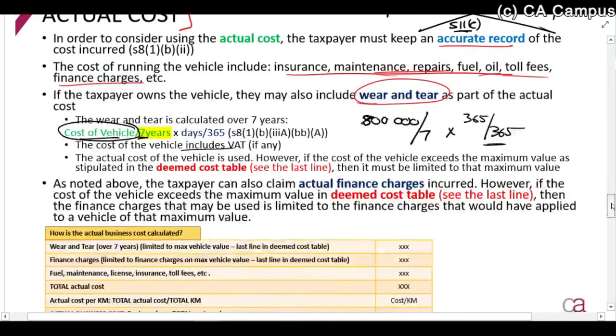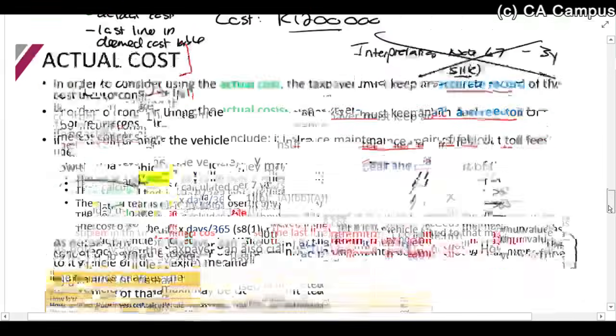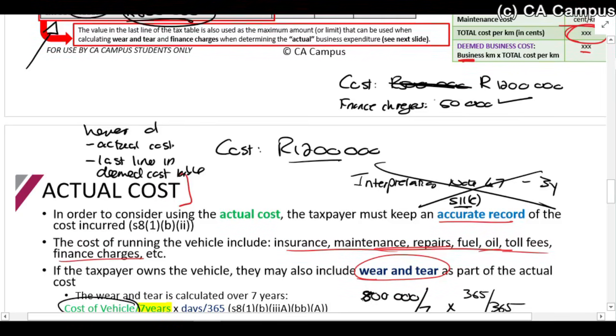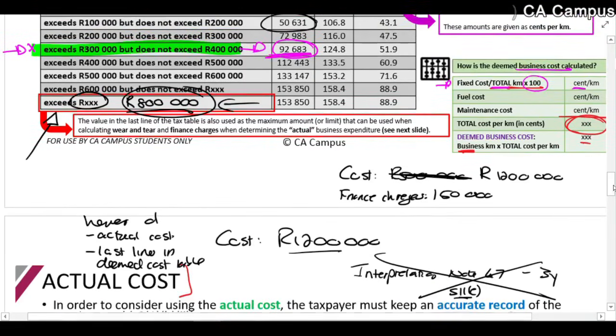That same principle applies to finance charges. So what do I mean by that? Let's say you have a vehicle with a cash cost of 500,000 rands, and the finance charges on that for the year was 50,000. You can then use that 50,000 rands in your calculation. However, let's say that your vehicle had a cost of 1.2 million rands and the finance charges was 150,000 for the year.